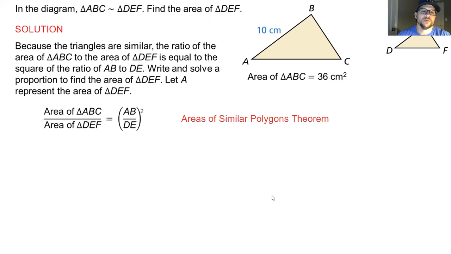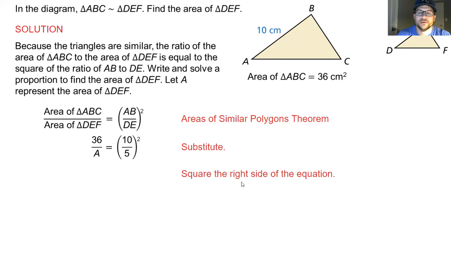So setting up that ratio of AB over DE, 10 over 5. And then the area of our first triangle is 36. So we're going to plug all those pieces in. Remember, we are squaring the ratio of our side lengths. So you're going to square both the top and the bottom to get 100 over 25.